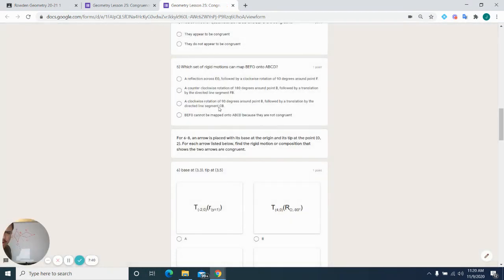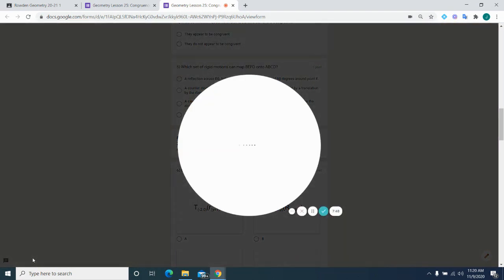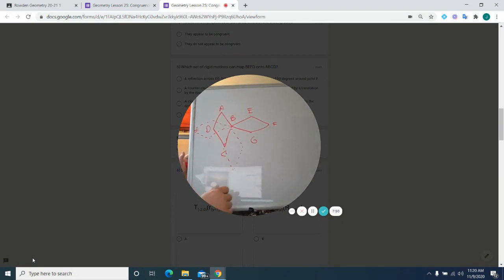So look at our third option here. A clockwise rotation of 90 degrees around point B. So this time we're going to go 90 degrees around point B. A clockwise rotation of 90 degrees around point B would put us down here, actually. We'd be down here with B right there, E would be right here, F is down here, and G is right there on top of point C.